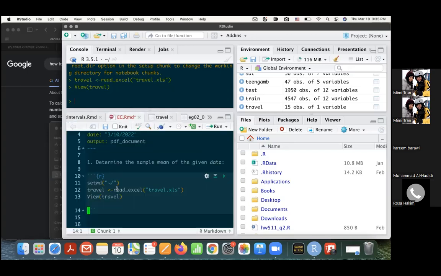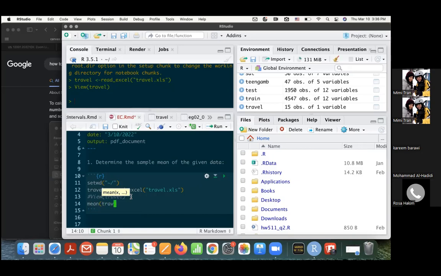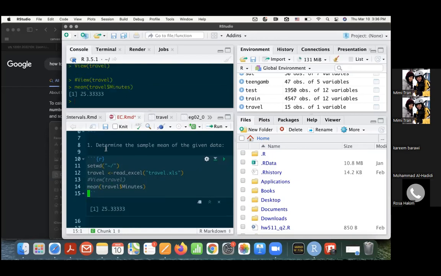Now I'm going to do the mean. I'm going to mute the view, I don't want it. So I'm going to do the mean of travel, then the column. What column do you want? You want the minutes column, right? The dollar sign tells you which column you want. Then run with Command Enter. Right there, 25.33. Right. I'm going to knit to see what happens.